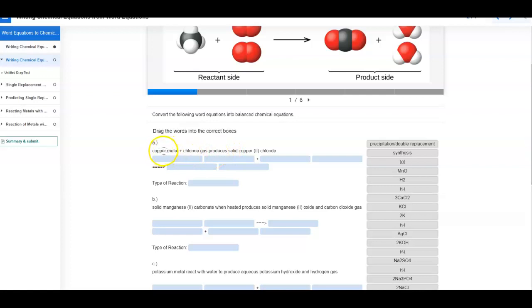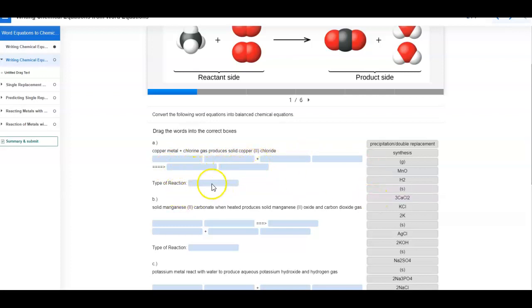For example, when you say copper metal, put a symbol for copper and then a symbol for the state. In this case, it's going to be solid. Just put it in the second space. Do the same thing for chlorine gas to give you solid copper 2 chloride.